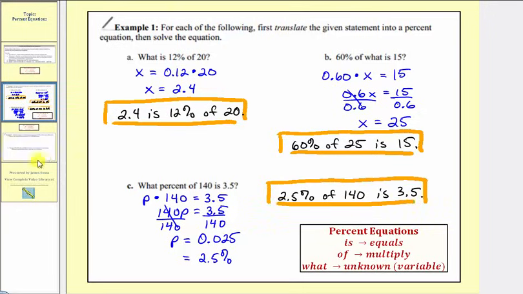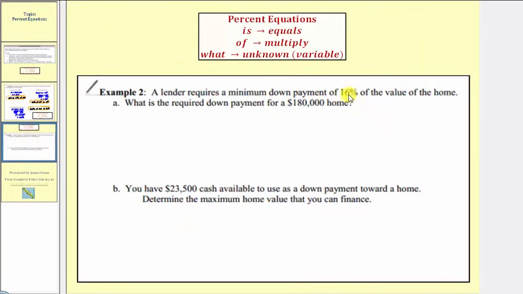Now let's look at an application problem. A lender requires a minimum down payment of 16% of the value of the home. What is the required down payment for a $180,000 home? Many times when solving word problems, if we can simplify the question, it makes it easier to write the equation. So because the down payment requirement is 16% of the value of the home, we can simplify this question by asking, what is 16% of $180,000?